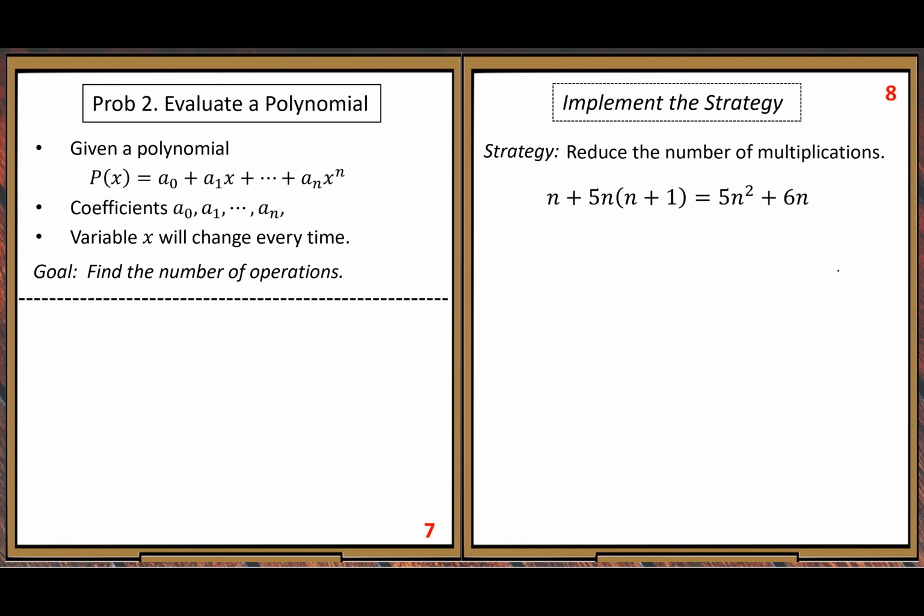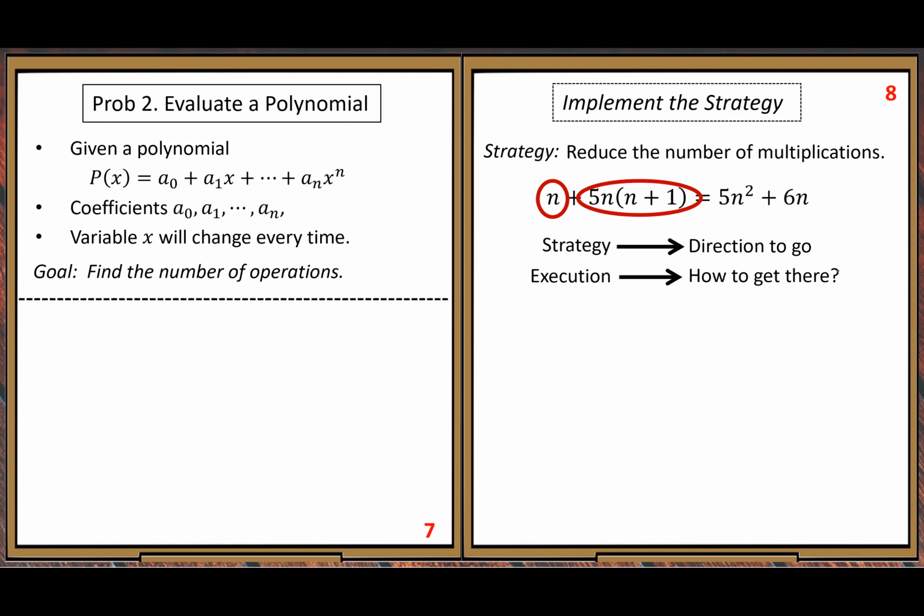Implement that strategy: reduce the number of multiplications. This is the addition number. It looks hard to reduce. The multiplication number is so big, we have a lot of room to do the reduction. So we should put our investment here. All right. Next, the execution step.